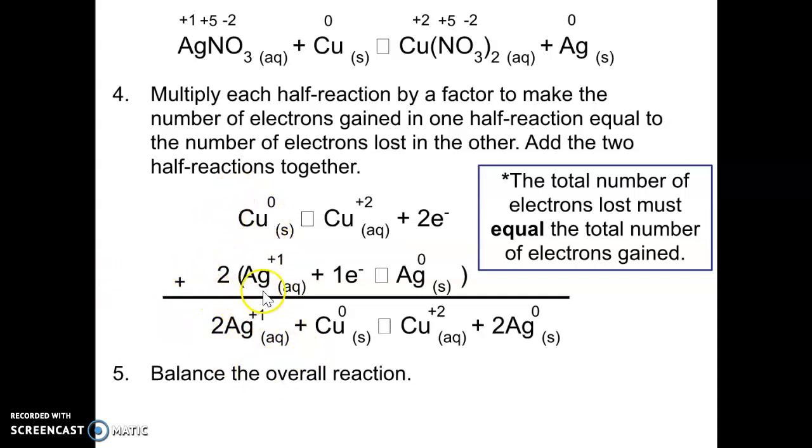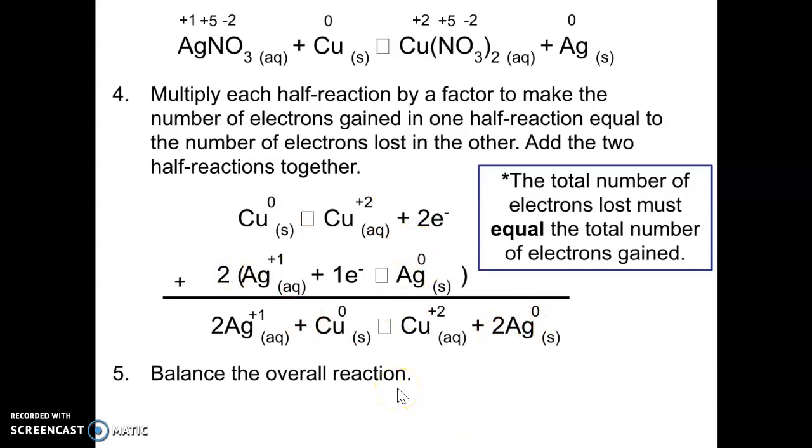Everything on the reactant side stays on the reactant side. So your copper solid and your silver ion, again there's 2 of them, go on this same reactant side. And then your products, which are right of the box or arrow, would be copper plus 2, which is right here, and your silver solid, which is right here. Again, there's 2 of them because we distributed the 2.